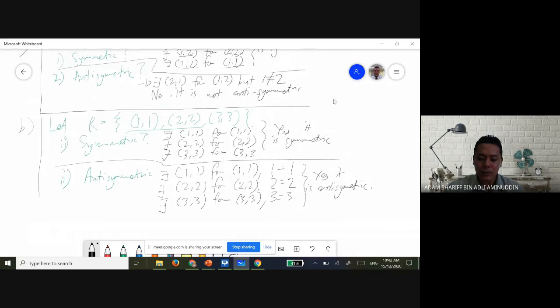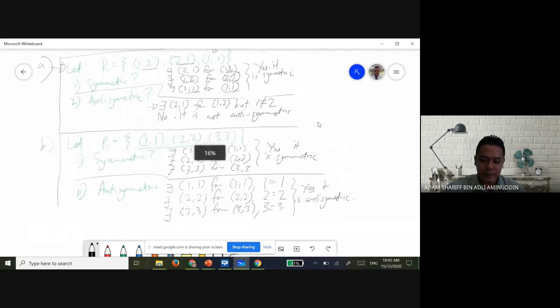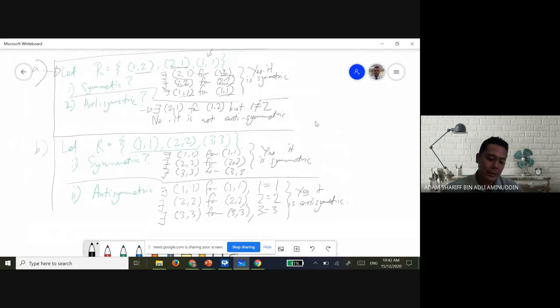So try to reflect on this different question and how we answer it. I repeat, if you want to check for symmetry, you only need to check BA for AB. But for anti-symmetric, are BA and AB equal or not?